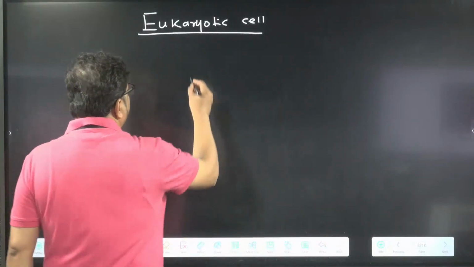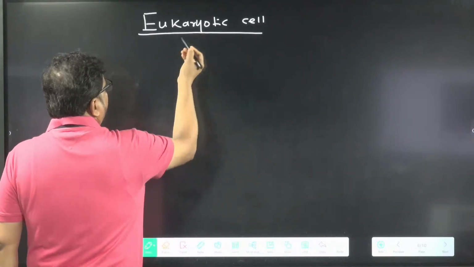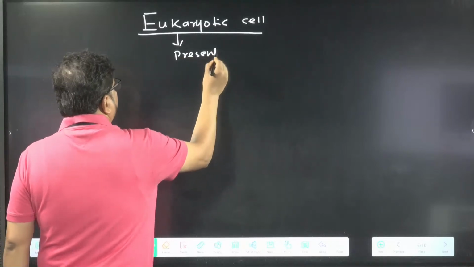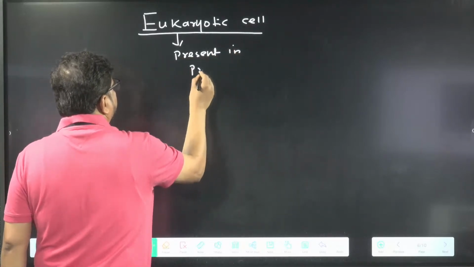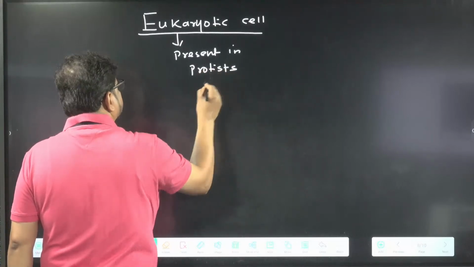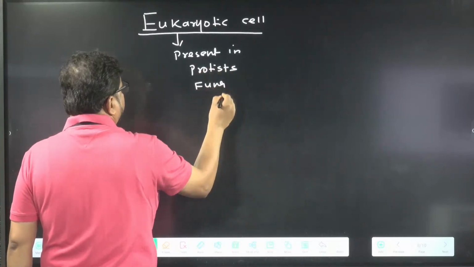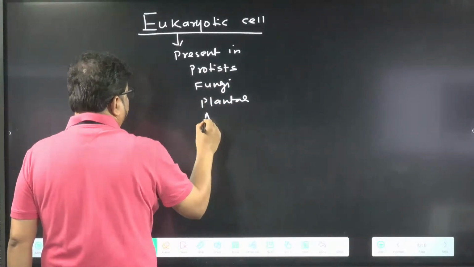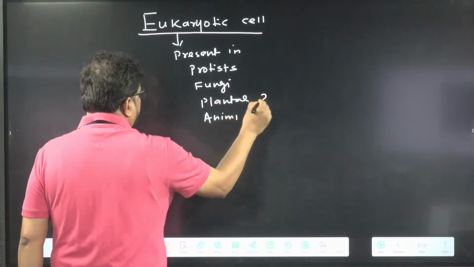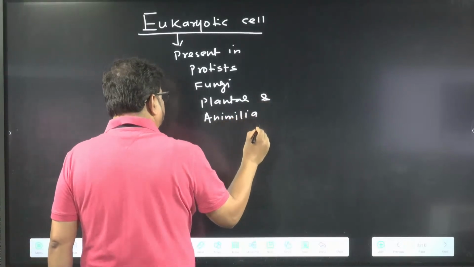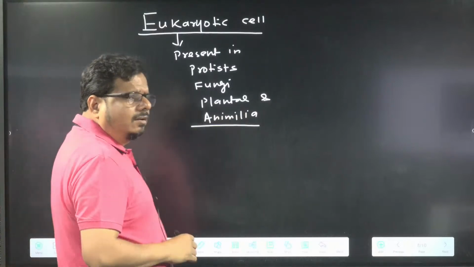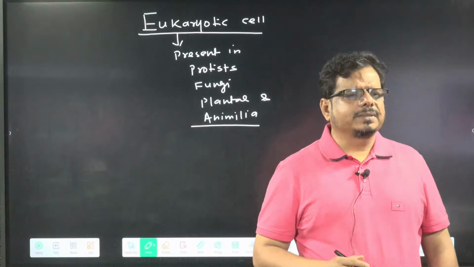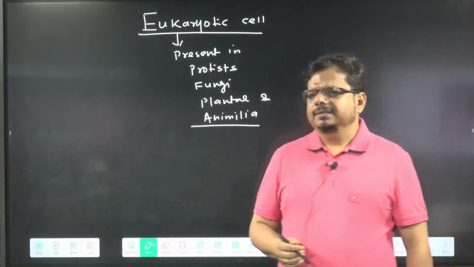So the eukaryotic cell is present in protist, fungi, plantae, and animalia. So except Monera, all the four kingdoms of Whittaker have eukaryotic cells. Is it clear?